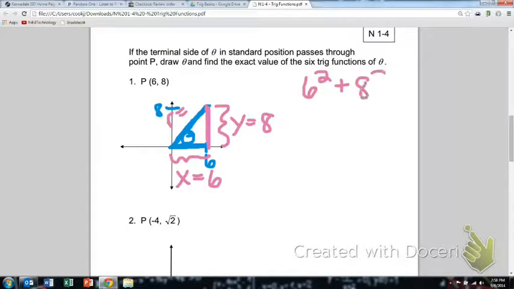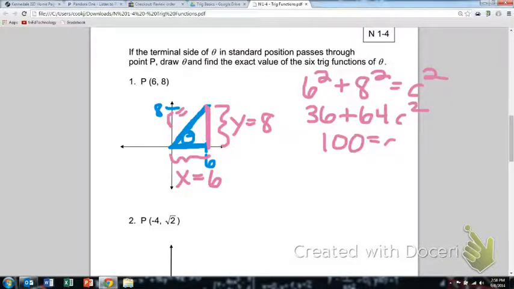A squared plus b squared equals c squared. So 36 plus 64, which is 100. So this would be 10. Right? And so now we can find the exact value of the 6 trig functions. Okay, if you look back up at how we defined them in terms of x, y, and r.